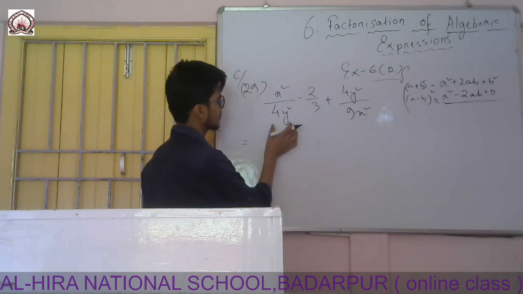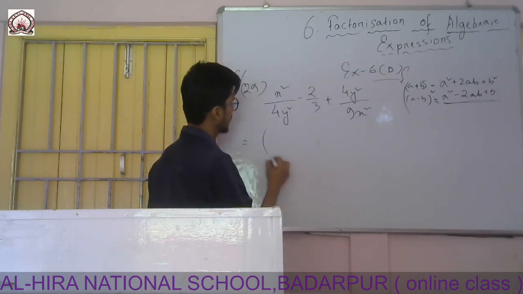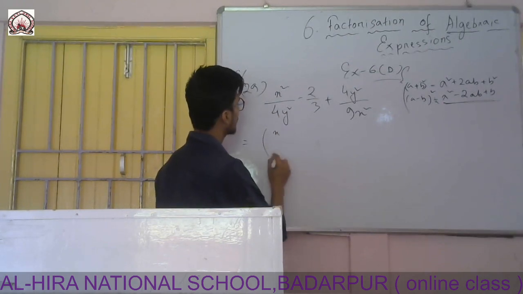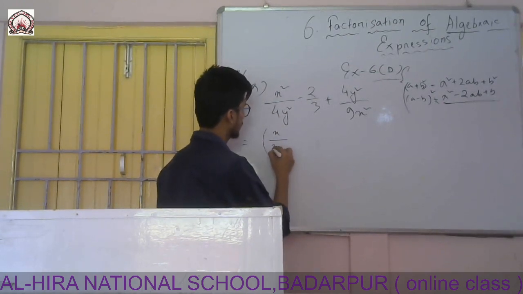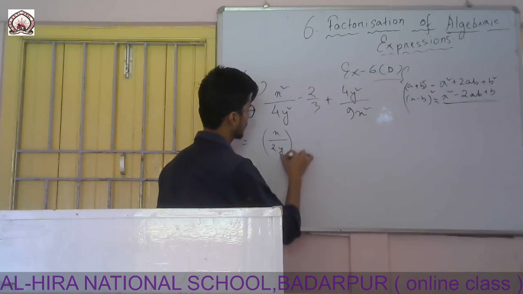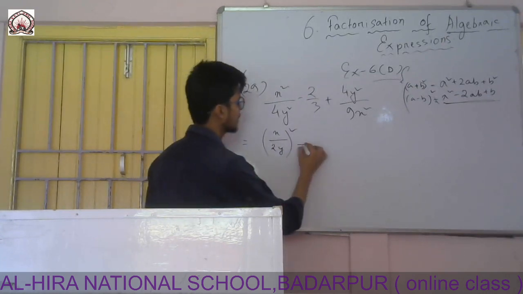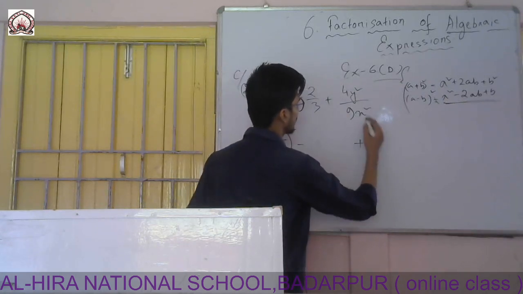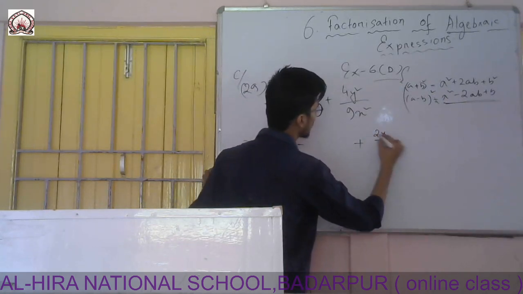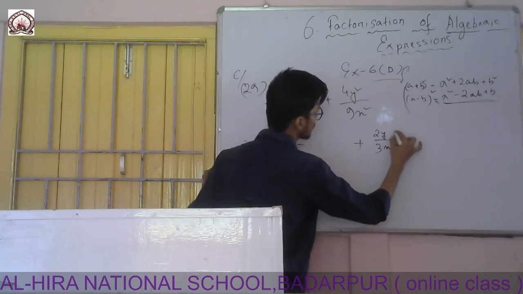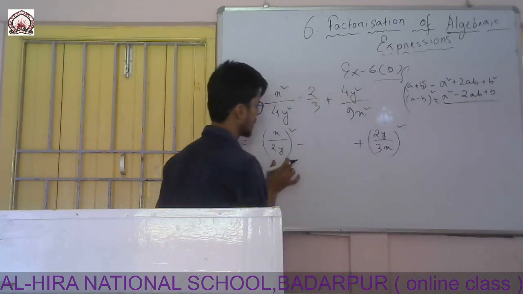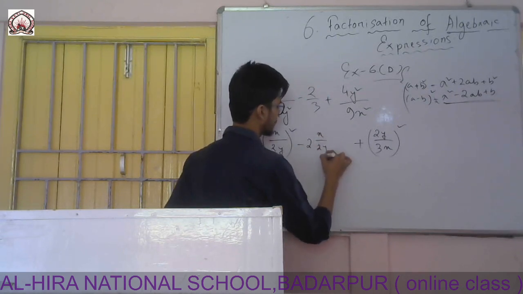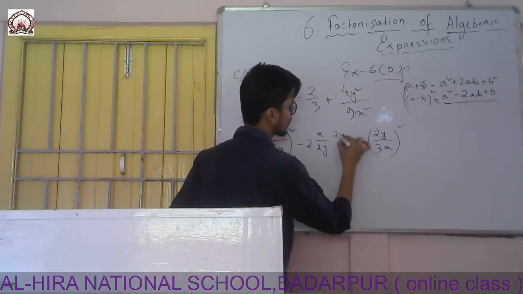First of all I will write the square of this one. For x square I can write x, and for 4y square, 2 square is 4 and y. So this one is the first term. Leave this one, go to the last one. Now 4y square by 9x square is 2y by 3x whole square. So this is b, and a is this one. Simply I can write 2 into a into b, twice y by 3x.